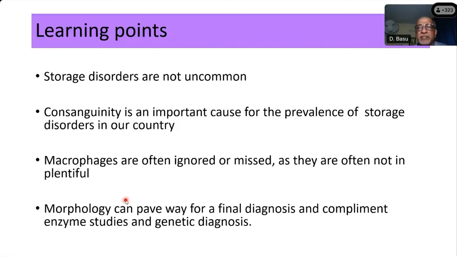If you have facilities for your lipid stains, oil red O, Sudan black, that is good for lipid storage. PAS is a good stain for Gaucher. And pearls is also a good stain because we generally do a pearl stain on all marrows, and Gaucher cells get highlighted by pearls.